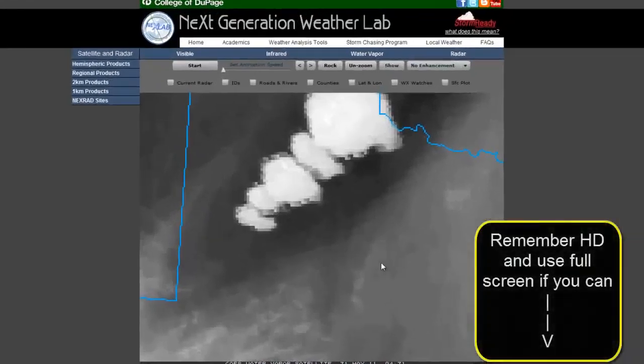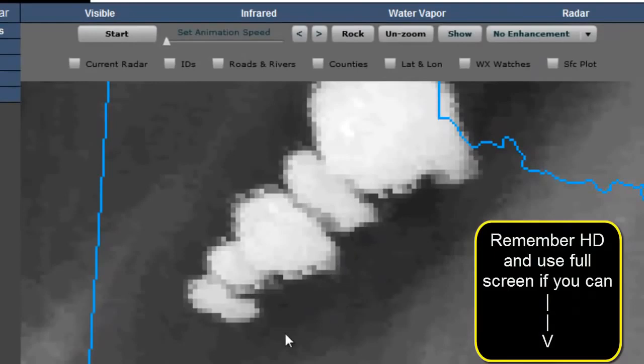Okay, guys, weather, how they do it, part 3.